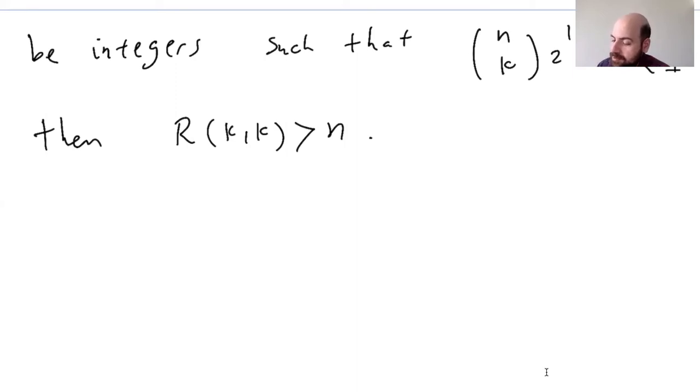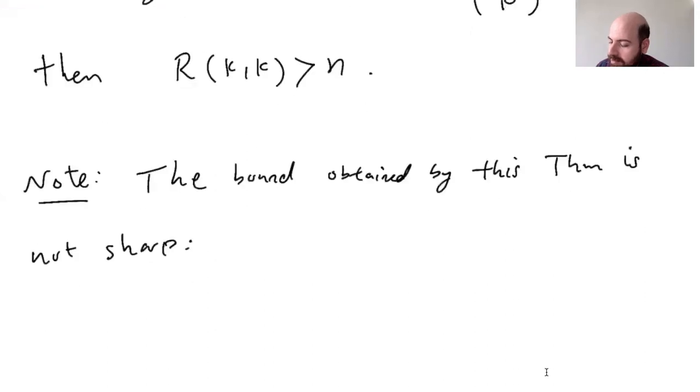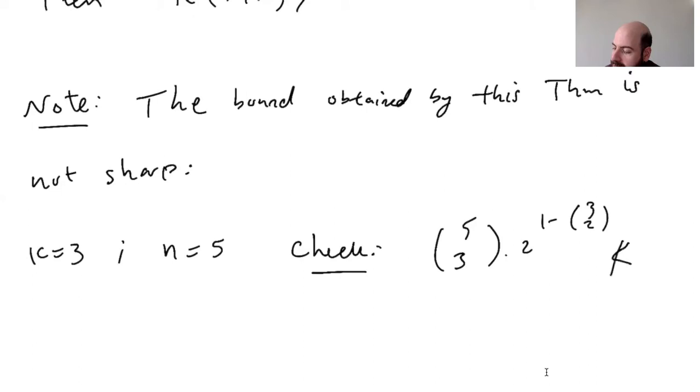So note the bound obtained by this theorem is not sharp. Because if I set k equals 3 and n equals 5, we know that capital R of 3 and 3 is bigger than 5. But I can easily check that 5 choose 3 times 2 to the power 1 minus 3 choose 2 is not less than 1.